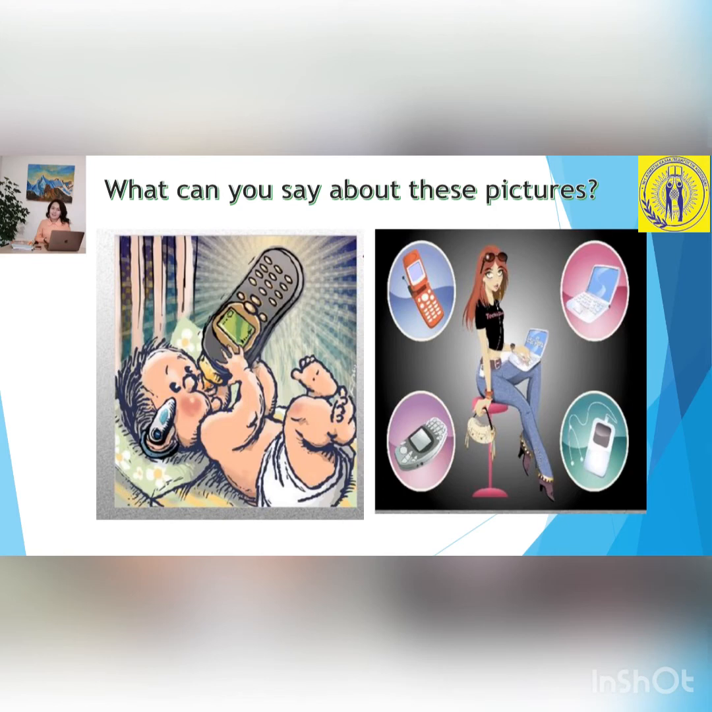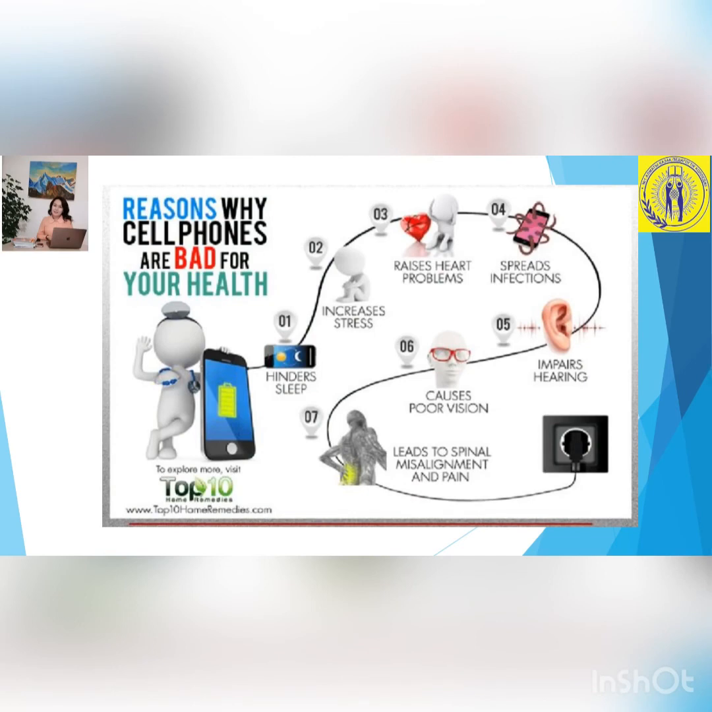But I think everybody should have a cell phone because it can help in difficult situations. For example, parents can know where their children are and it can be used in emergency situations, also when people need help. That's why I have this gadget with me all the time. Even right now, we are learning with the help of gadgets. Okay, here you can see reasons why cell phones are bad for your health. It hinders sleep, increases stress, raises heart problems, impairs hearing, causes poor vision, and so on.